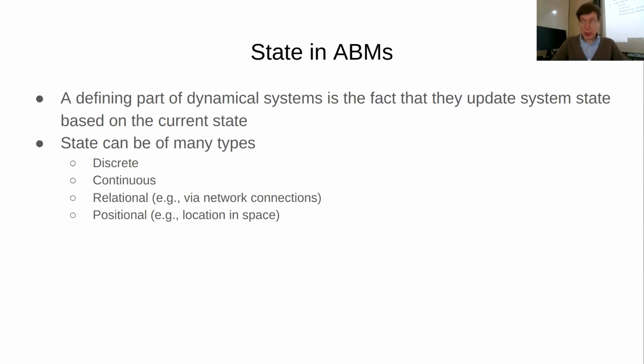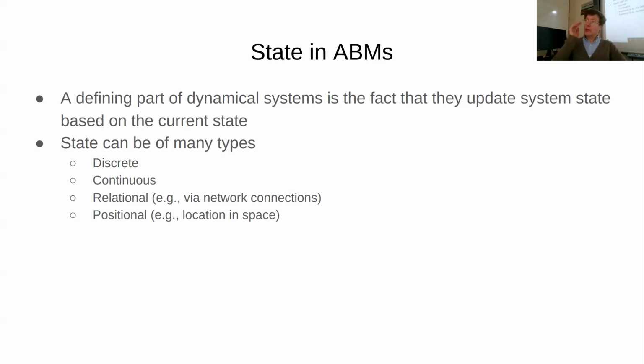Okay, so let's talk about state in agent-based models. The very definition of a dynamical system is one that often refers to the central notion of system state, the fact that a dynamical system is a system that exhibits change in its state over time, or a system a little bit more specifically that updates its system state in a manner that depends on that system state.